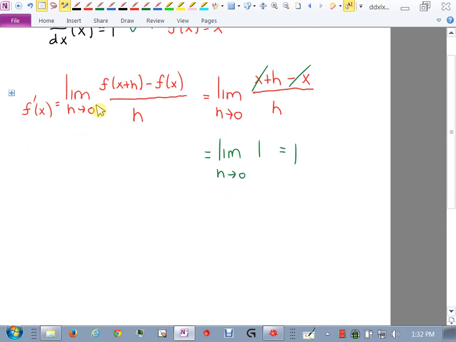Now, you could also convince yourself of this by looking at it. This is the actual function right here. We call this the identity function, f of x equals x. What's the slope of the tangent line on any point here? 1, right? No matter what. So it kind of makes sense that it would be that.